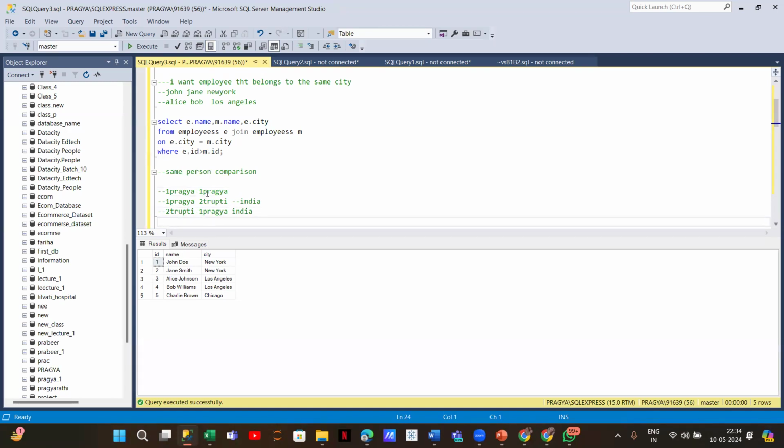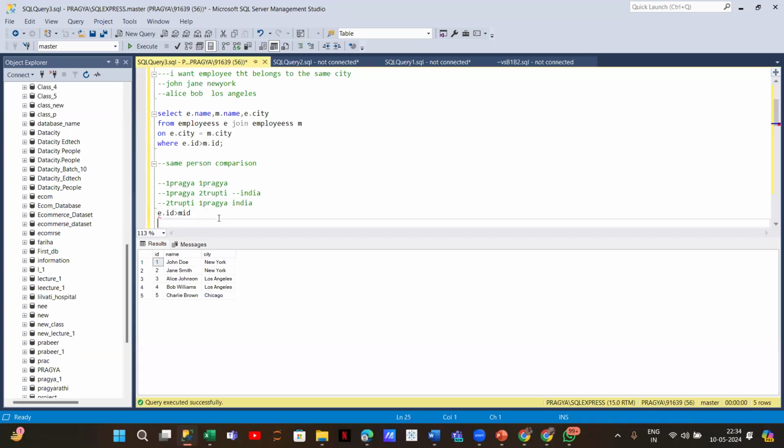So if I say that this is my table E and this one is my table M, I'm writing E dot ID is greater than M dot ID. You can replace the sign, you can make it opposite also. So what are the rows that will be removed? Are these two IDs the same? Is this ID greater than this one? Tell me. One is greater than one? No. So it will remove that.